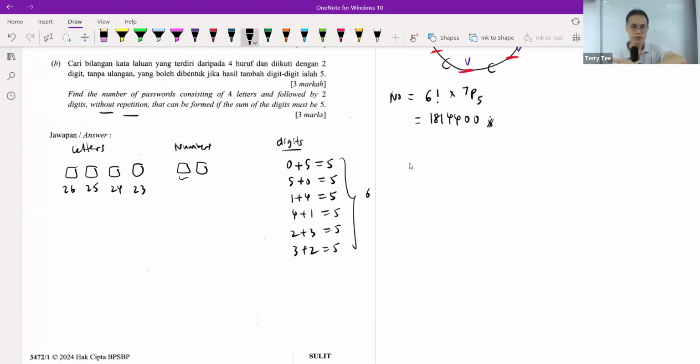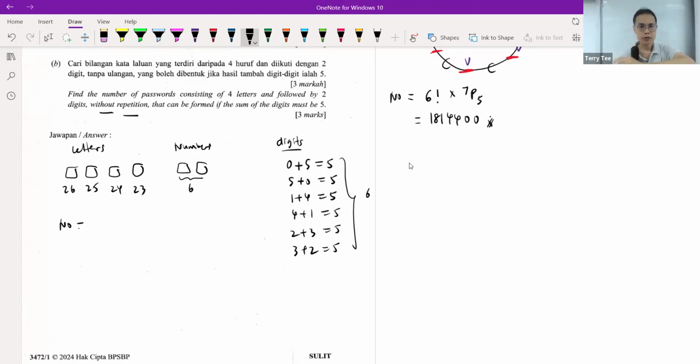Now, so this one is just 6, right? No need to write anymore because it's a specific number. It's not like I have 2 options for the first one and 3 options for the second one. No, it must be, let's say the first digit is 0, second digit must be 5. So the sum is 5. First digit is 1, second digit must be 4, right? So that's why we have to, in a way, list out 6 possibilities.